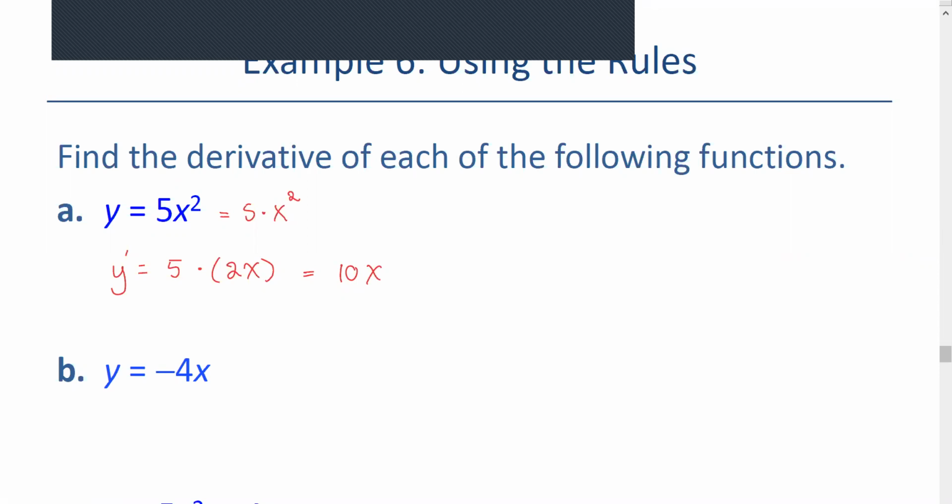The second example, y equals -4x, which is -4 multiplied by x. Y prime equals -4. You can consider this as the slope of the equation of the line, or y equals mx plus b. In this case, the m, or the coefficient of x, is -4, which is the same as the derivative of y.